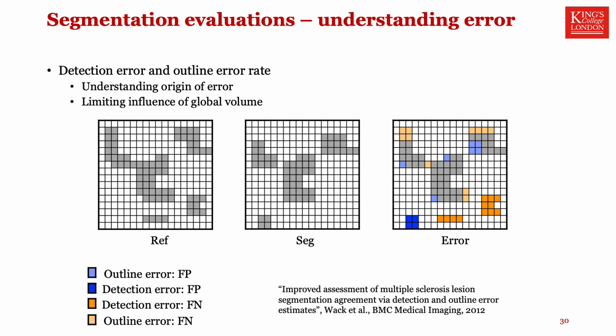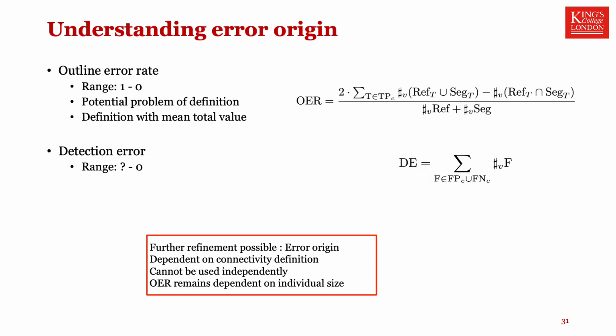And so here's a paper that is actually proposing these metrics. And then you have these ways of actually calculating and defining outline error rates that range between 1 and 0, and the detection error, which is basically counting, for all the elements that appear either only in the contours or only in the segmentation, the number of total elements.